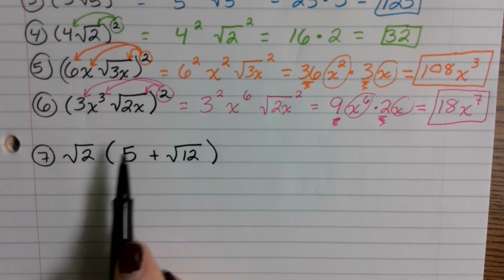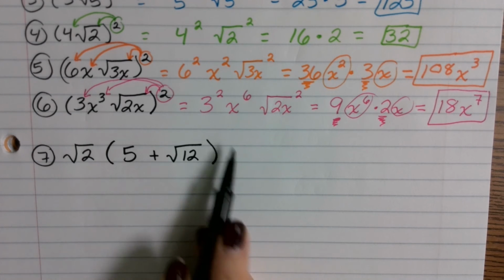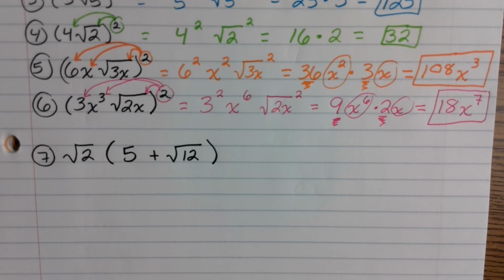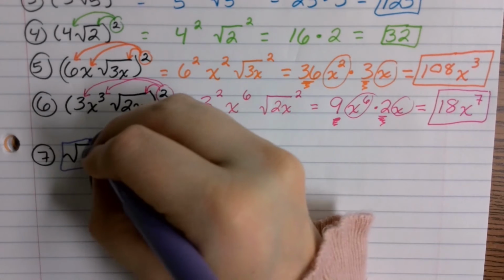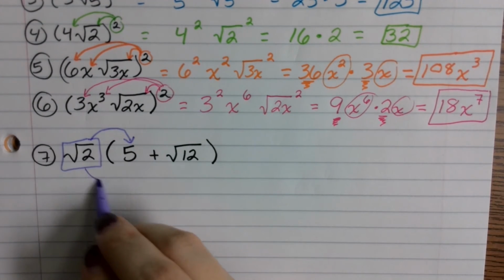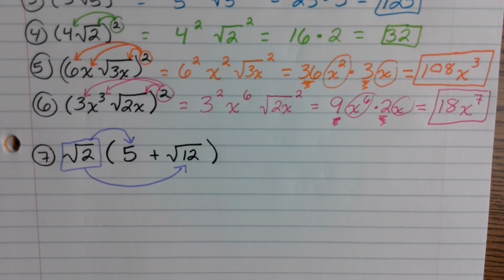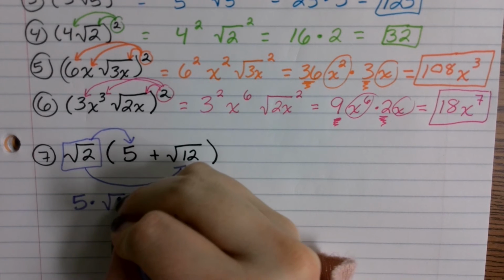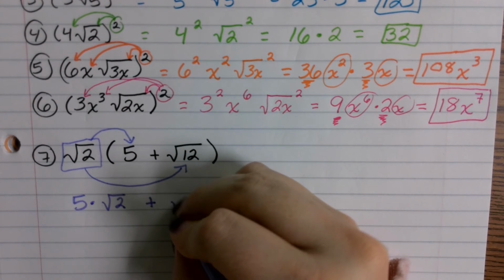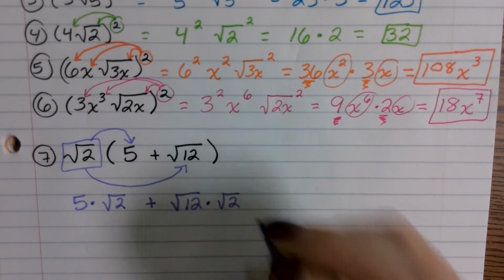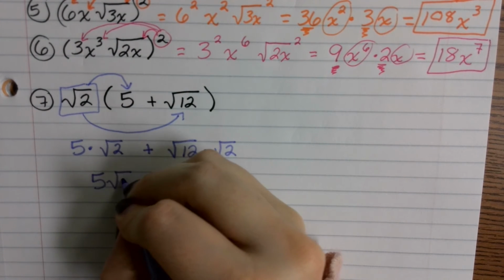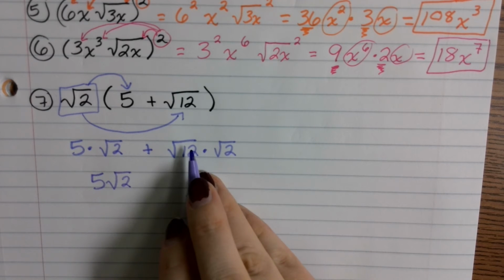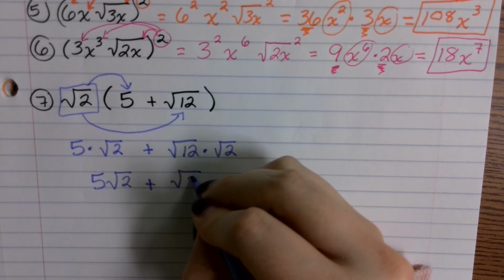What operation do you think you're going to be doing to multiply that square root of 2 by this binomial? What property? Distributive. You're just distributing your multiplication. You are taking that square root of 2 and you are distributing it to the 5 and you are distributing it to the square root of 12. So this gives you 5 times the square root of 2 plus it gives you the square root of 12 times the square root of 2. Well, 5 times the square root of 2 is just 5 square roots of 2. Square root of 12 times the square root of 2 is going to give you the square root of 24.